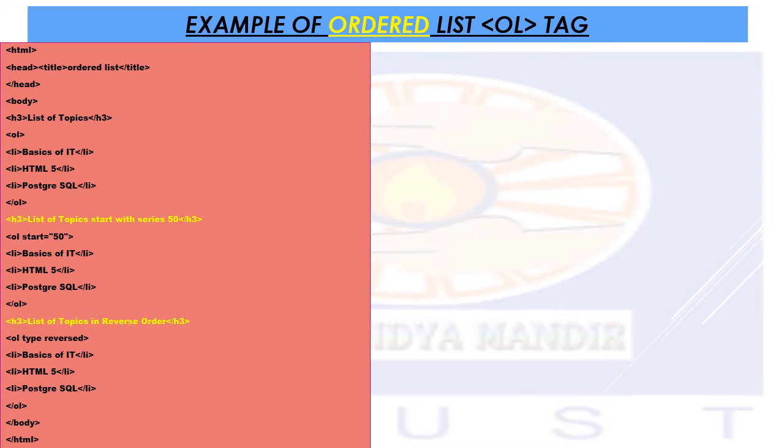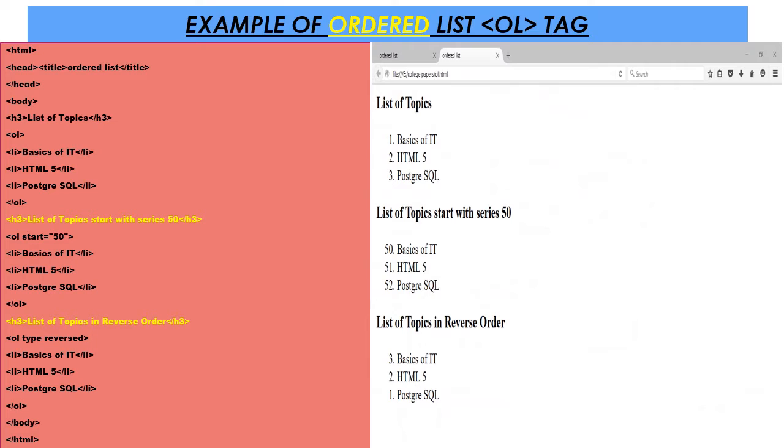So now see, all these three attributes I have clubbed into one particular example so that it will be very easy for you to refer. So here this is the output you can see. The first one, list of topics, is the regular OL tag which you have studied in 11th standard. Now the second one you can see, that is the start attribute, start series with 50. You can see here 50, 51, 52. So this is start at 50. The numbering will start with 50.